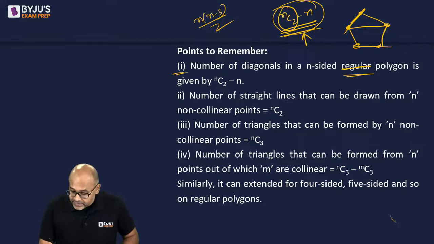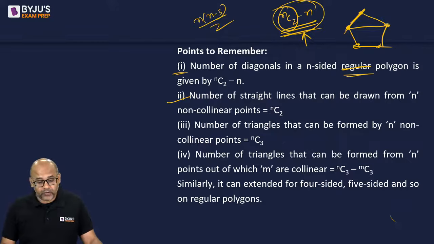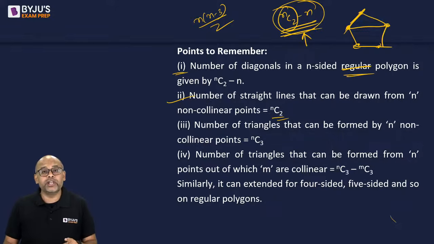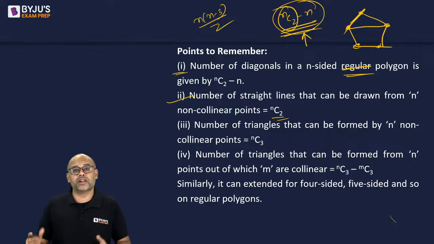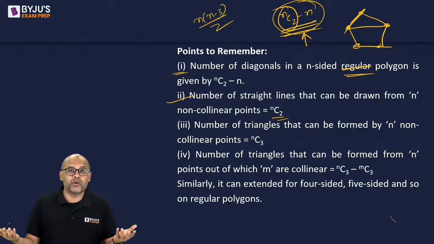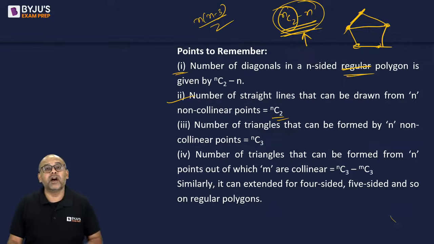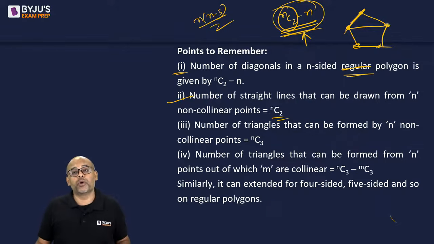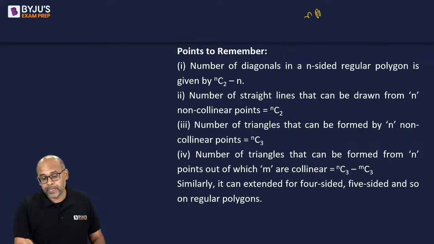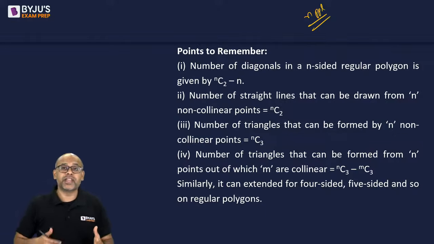Okay. Next, the number of straight lines that can be drawn from n non-collinear points. This we already saw. Non-collinear means no 3 points are in a straight line. So any 2 points you pick, a new straight line is formed. So n points are there. How many ways can I pick 2 points? nC2.